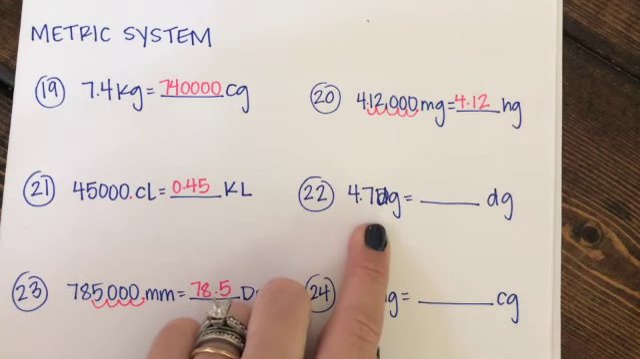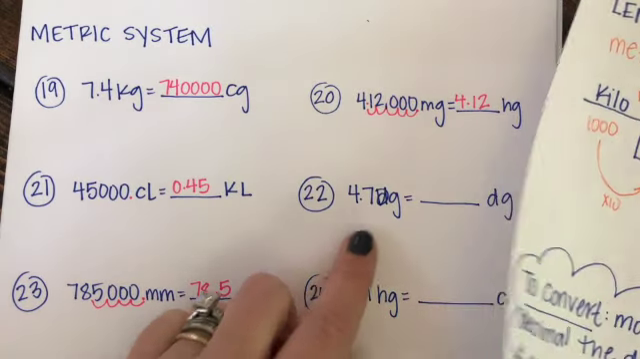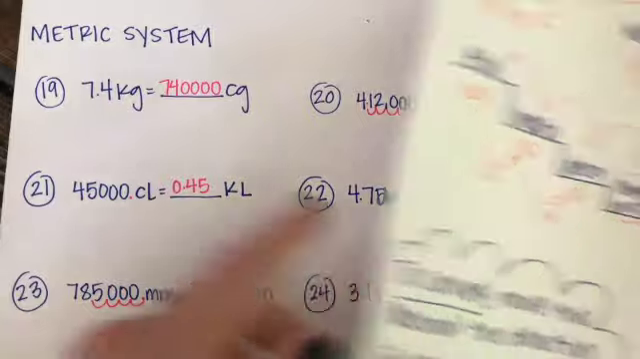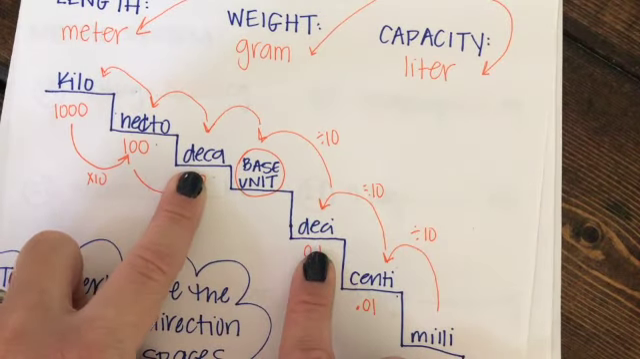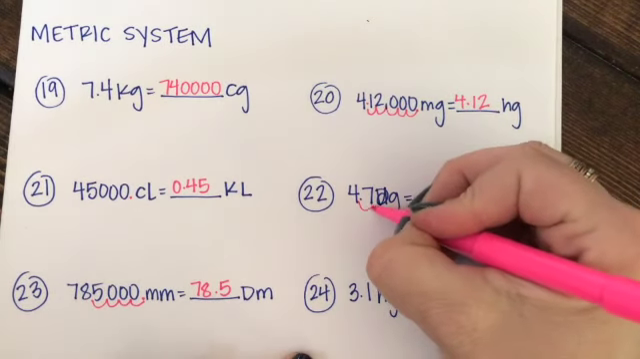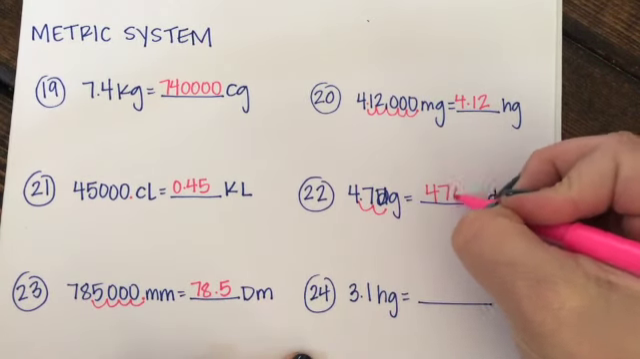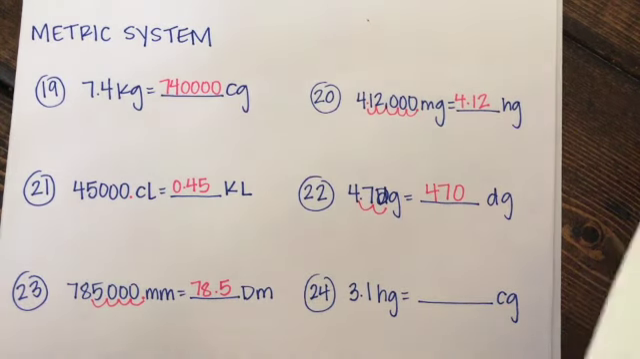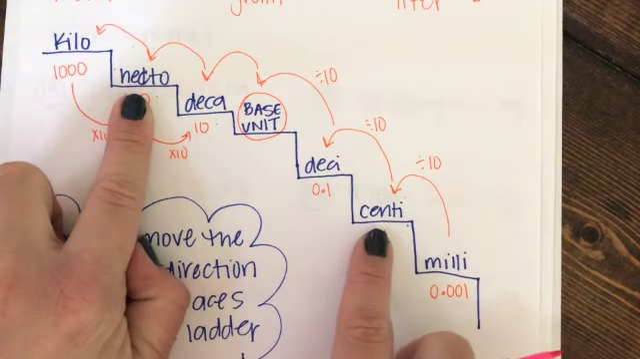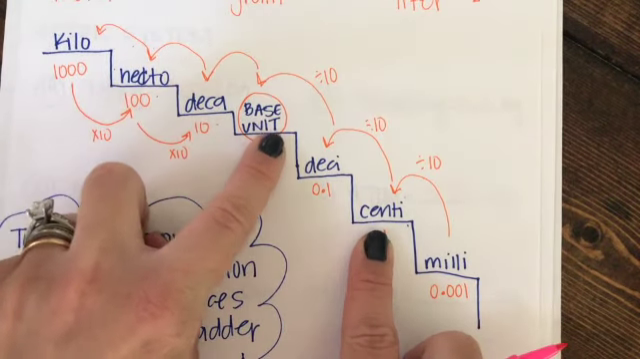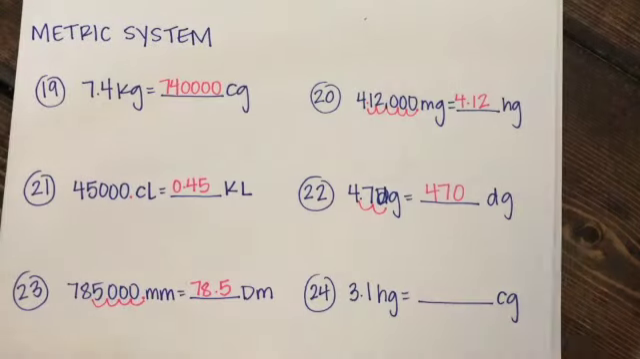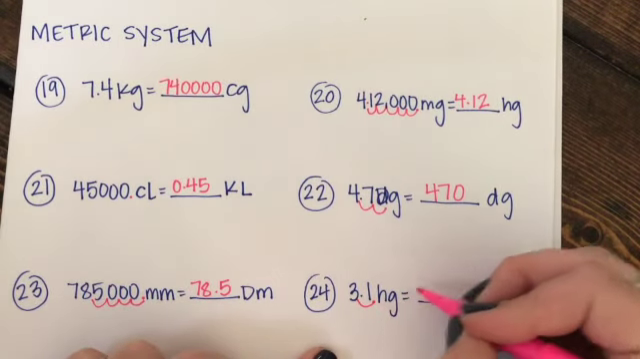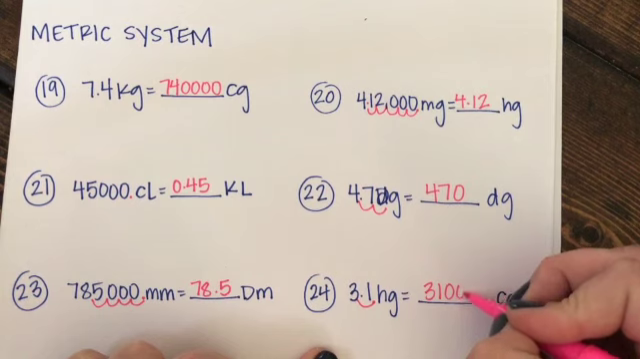Okay, that's a capital D. I know it looks weird. It's 4.7 decagrams is how many decigrams. Okay, so here to here. So I'm going to the right, 1, 2. So 1, 2. 470. And then this last one, 3.1 hectograms is how many centigrams? So hecto to centi, I'm going to the right, 1, 2, 3, 4. So 1, 2, 3, 4.